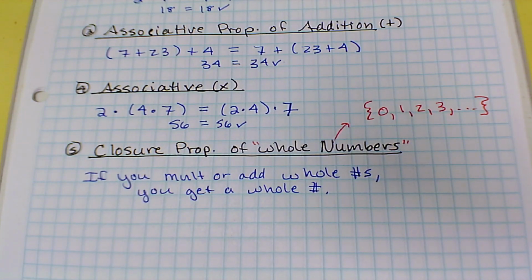If you multiply or add whole numbers, you get a whole number. So think about adding any two whole numbers. 2 plus 3, you're going to get 5. You're never going to get 2 plus 3 is 4.5. Whole numbers plus whole numbers give you whole numbers. Whole numbers times whole numbers also give you whole numbers. And that's what closure property says: when you do those two things, multiply or add, you're going to get a whole number.